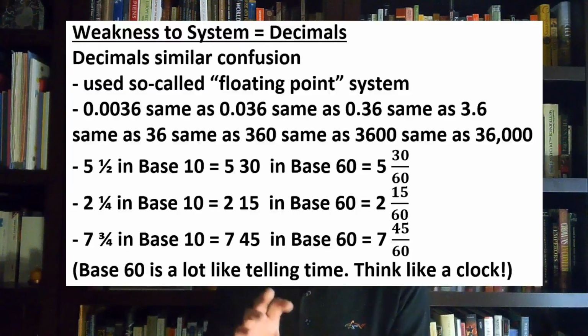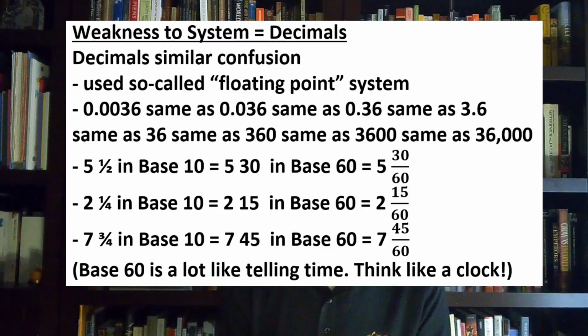Let's move to another weakness. Again, this is weakness by my definition. Maybe someone from ancient Mesopotamia wouldn't call it a weakness, but let's talk about decimals, for example. Decimals can cause a similar confusion in their system. So they use kind of what we would call a floating point system. A mathematician would call it a floating point system. I don't know if the common man would call it that. But let's just say, similar to how I was showing you that you had to know where the zero was, the decimal is the same way.